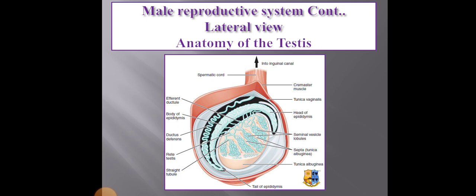Tight junctions between these sustentacular cells create the blood-testis barrier, which keeps blood-borne substances from reaching the germ cells and at the same time keeps surface antigens on developing germ cells from escaping into the bloodstream and prompting an autoimmune response.